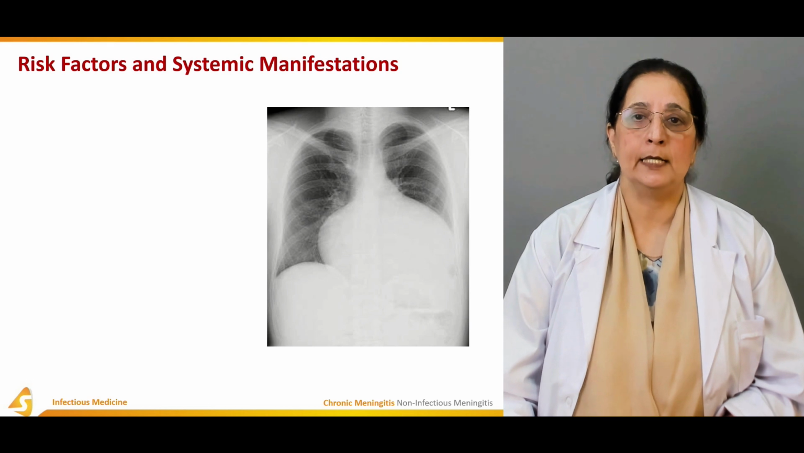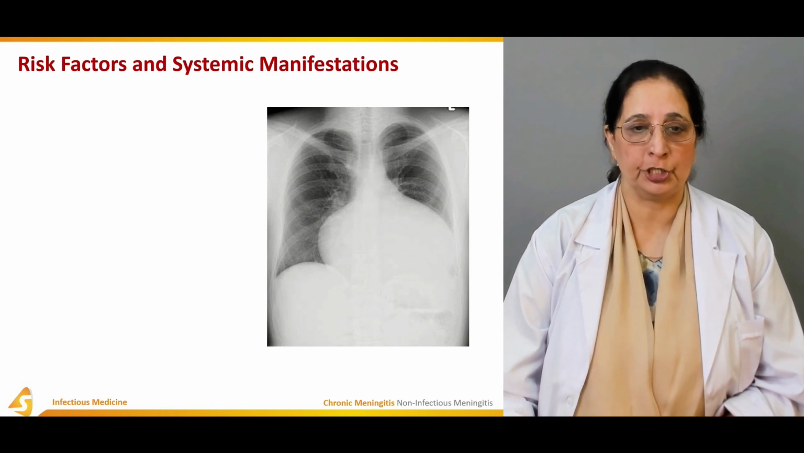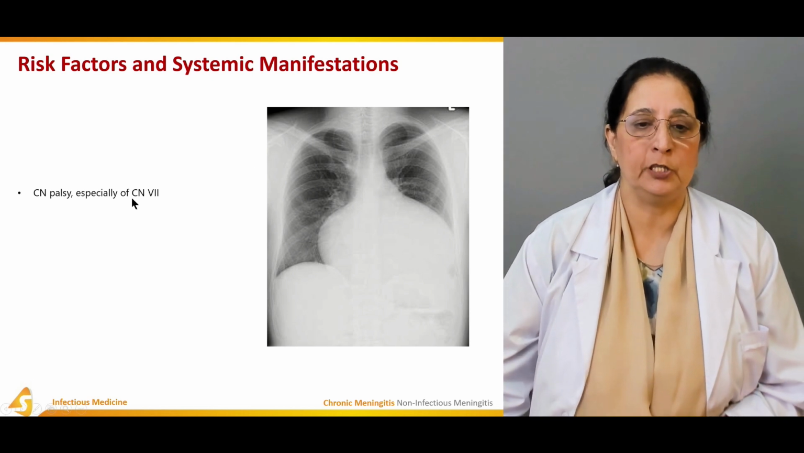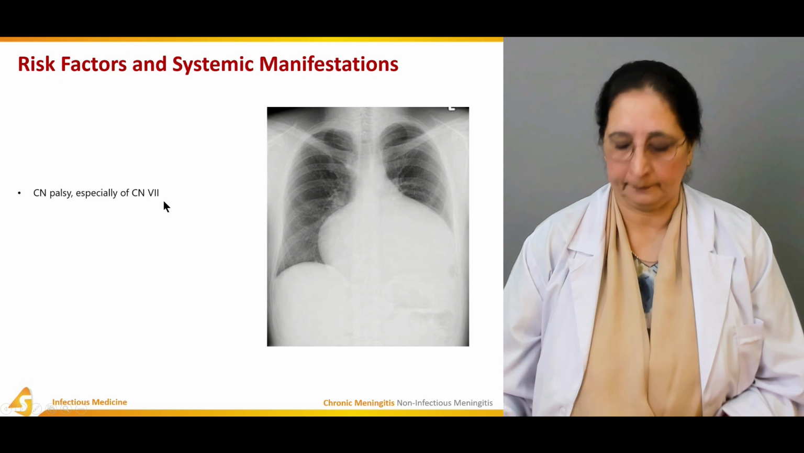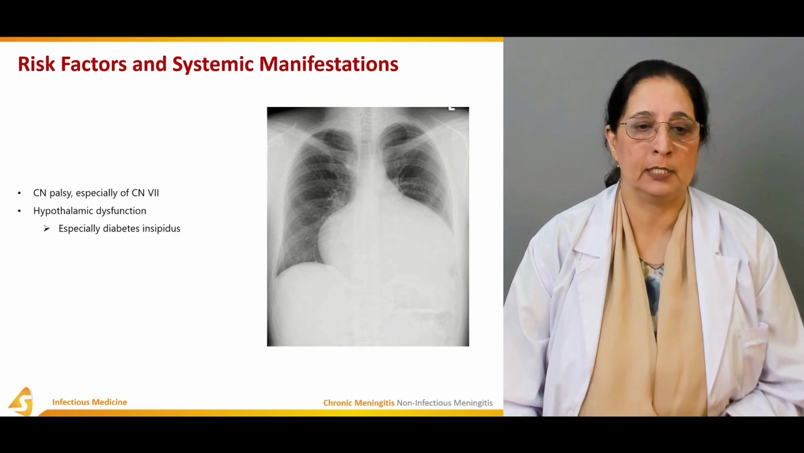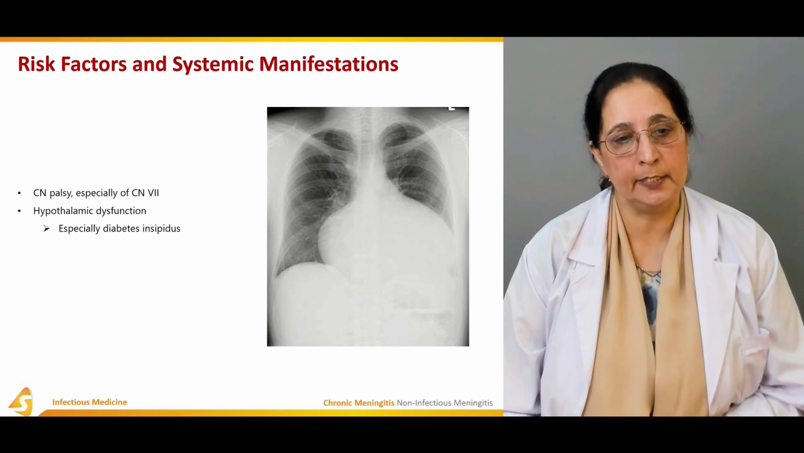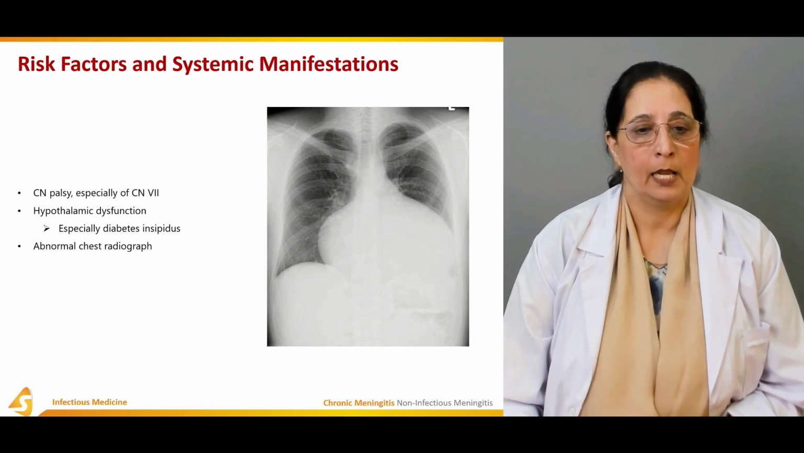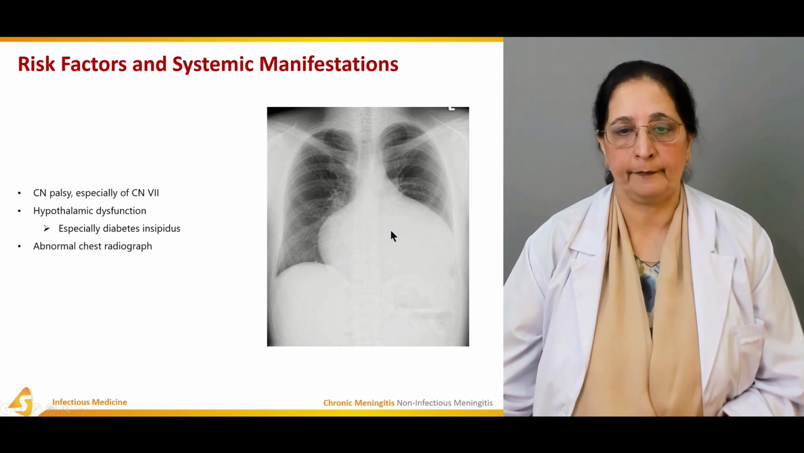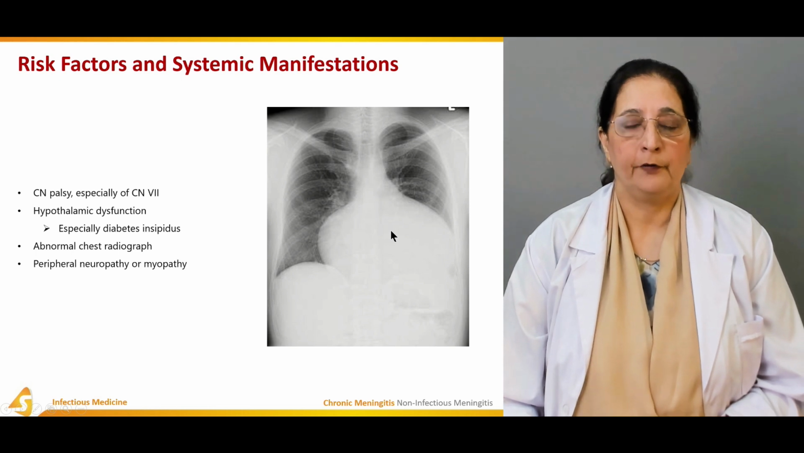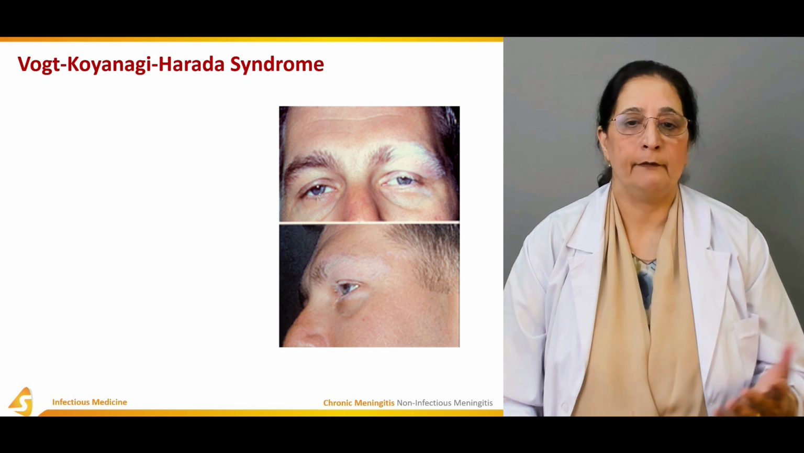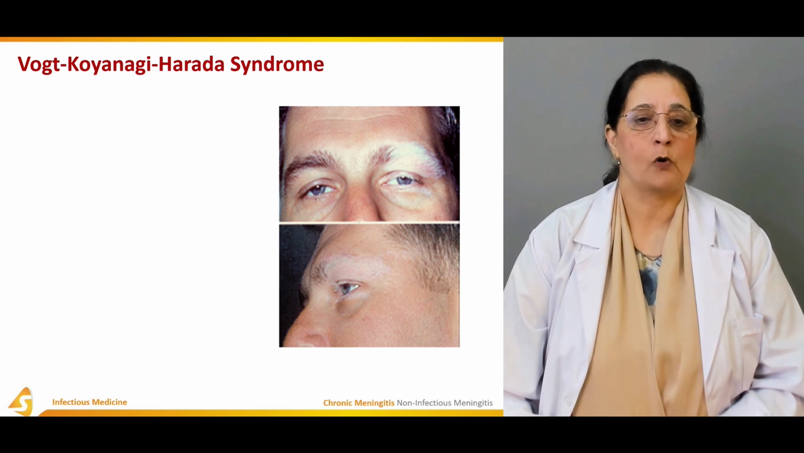Risk factors and systemic manifestations include cranial nerve palsy, especially of cranial nerve 7, hypothalamic dysfunction, especially diabetes insipidus, abnormal chest radiograph, and peripheral neuropathy or myopathy.